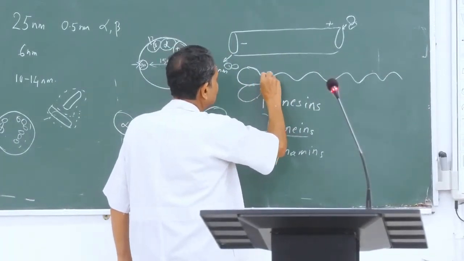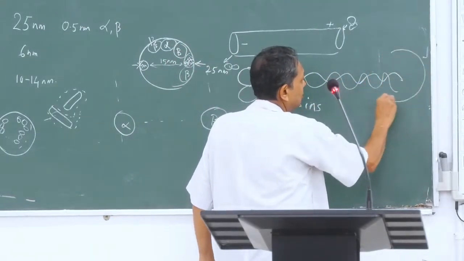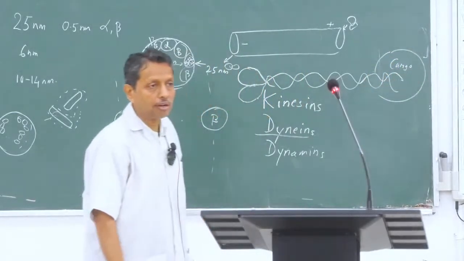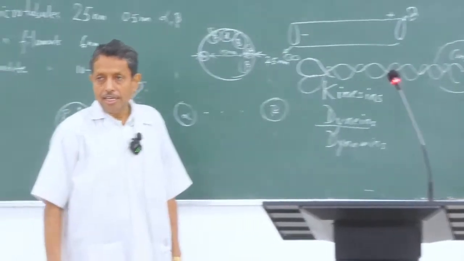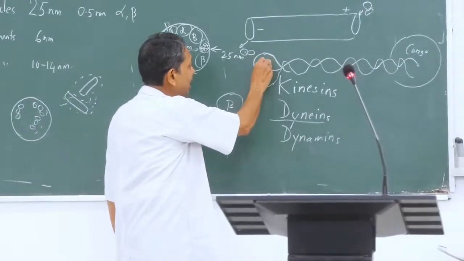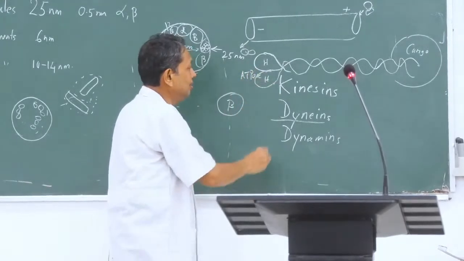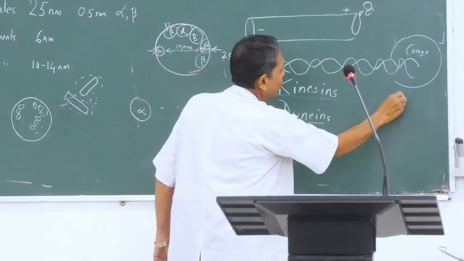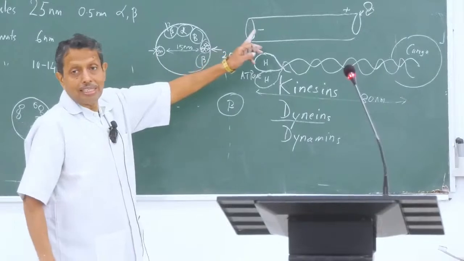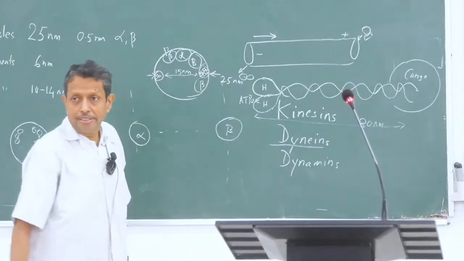This is the head part, and this part carries the cargo. It may be an organelle, a protein or anything else. It may be mitochondria. It will pass from one part of the cell to another side. And these are the heads, and they are ATPases. Their dimension is 80 nanometers or so. And they bring the cargo mostly from the negative side to the positive side.